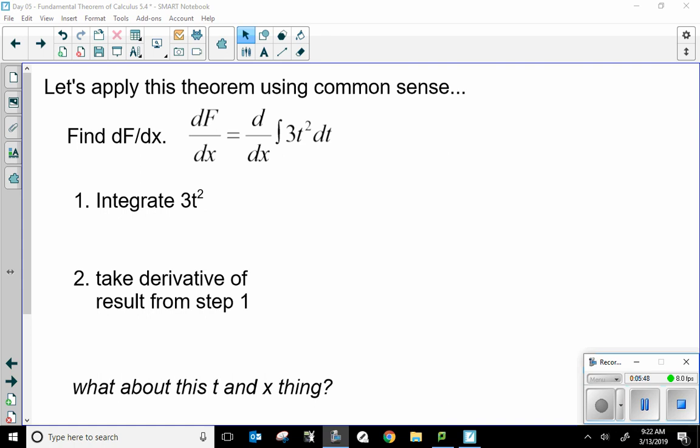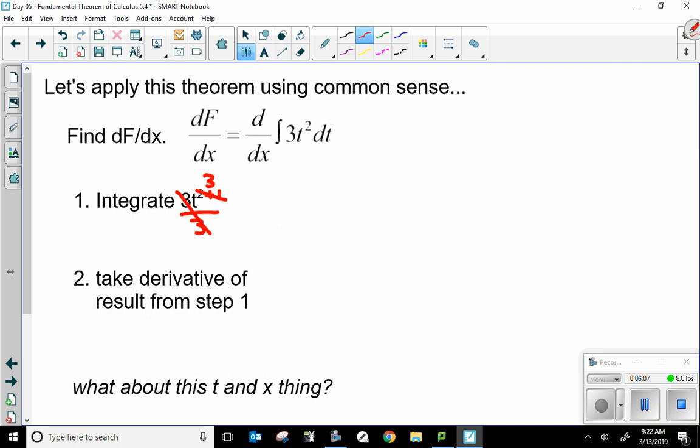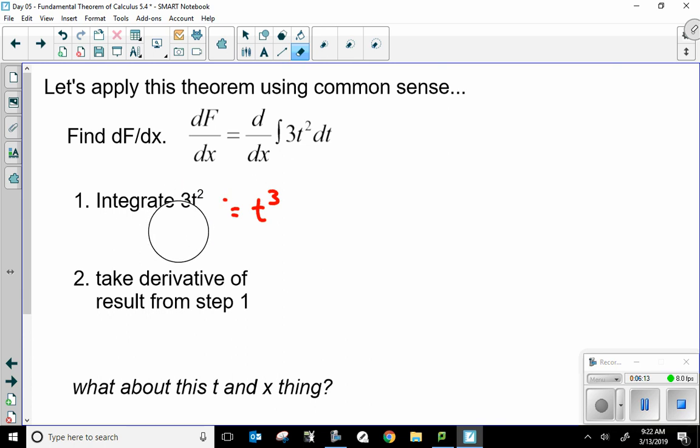First of all, let's integrate 3t squared. Basic steps. I add 1 to my exponent. That becomes 3, right? And then I divide by that sum, 3. So I get t cubed, all right? That should be no shock. If I integrate 3t squared, I get t cubed.